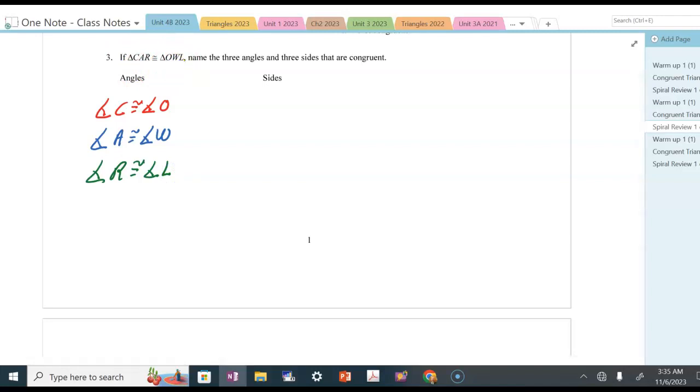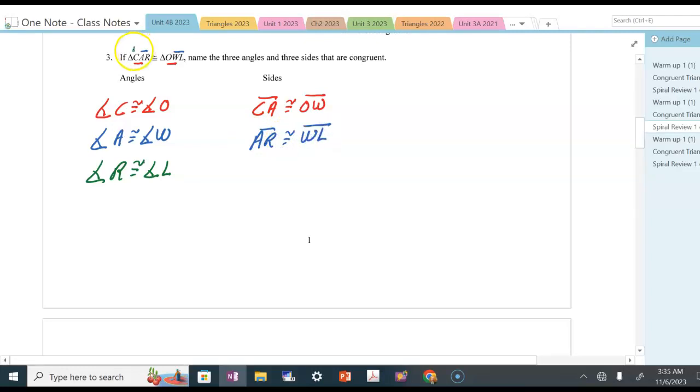Then when we talked about sides, we did the first two letters. So CA is congruent to OL. Second two letters go with the second two letters. So AR is congruent to WL. And then the outside letters went with the outside letters. So CR is congruent to OL.